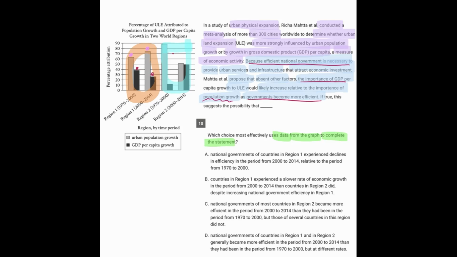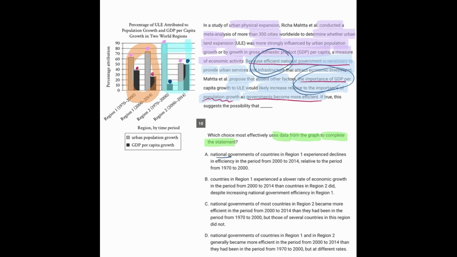But in the second region, as time went on, population growth became less important because this is on its way down here, and GDP became relatively more important. Notice that the bar is way higher in the later years. So what's the difference between the two? According to this text, it would be efficiency, because what we're told is that the more efficient the government, the more important GDP will be to urban land expansion. So which answer says that?